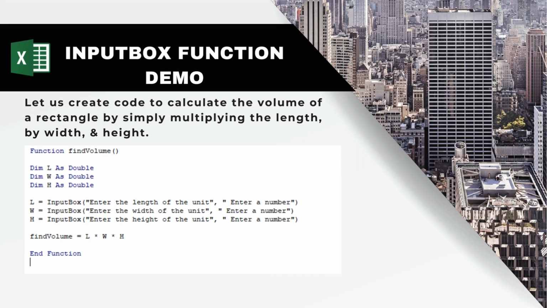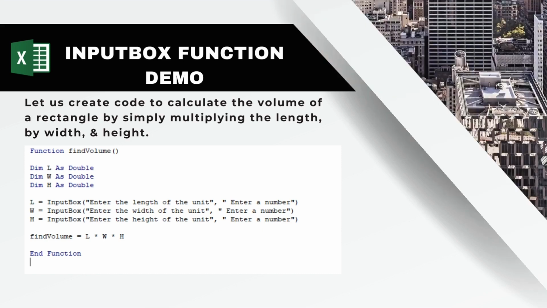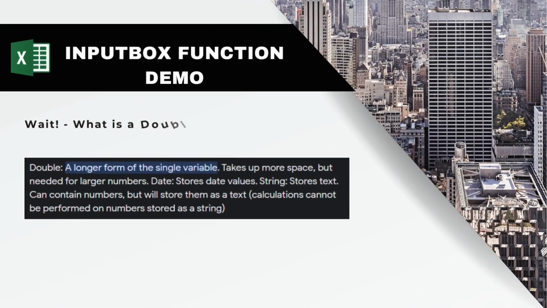And you may say, wait a minute, what is a double? Well, we got you covered. A double is a longer form of the single variable. It takes up more space, but is needed for large numbers. Date stores date values. String stores text. It can contain numbers, but will store them as text. Calculations cannot be performed on numbers stored as a string. So that's why we have to use a double here.